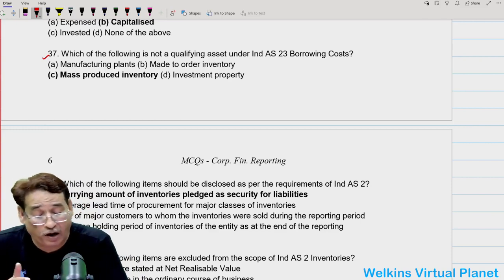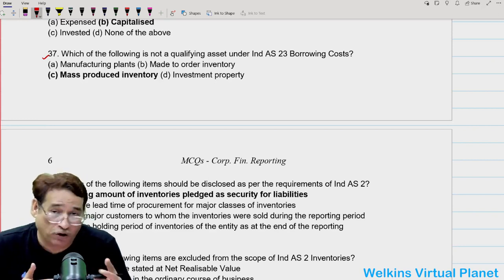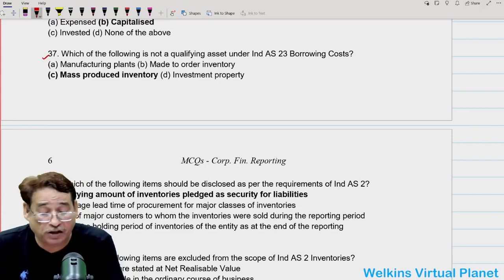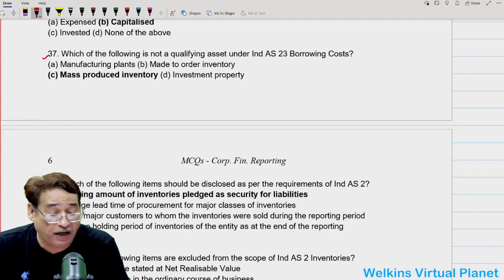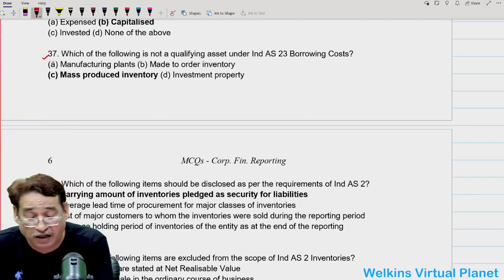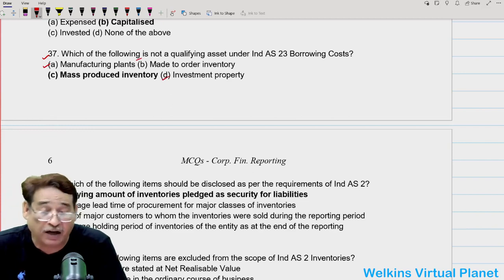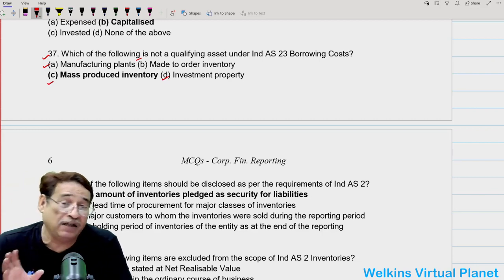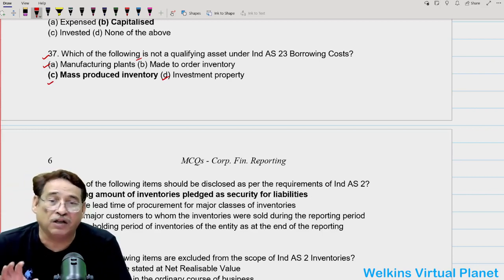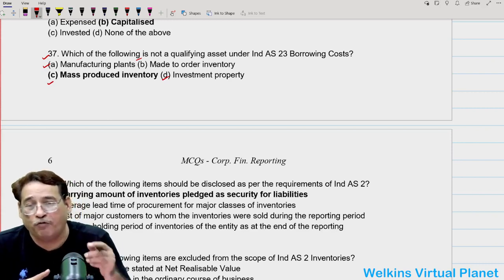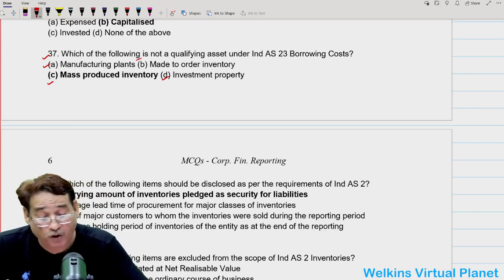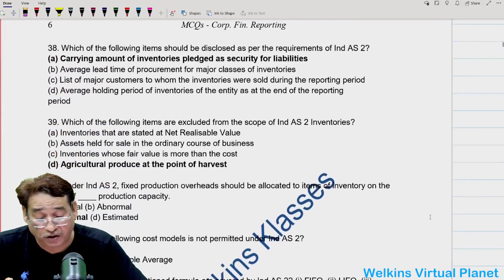Manufacturing of plant, it requires a long period of time, no doubt about that. Made to order inventory, quite obviously it will take a long period. Investment property, obviously it will take a long period. So which of the following is not a qualifying asset under AS 23? We can say that in this case A, B and C all can be considered as qualifying asset. But mass-produced inventory cannot be considered as a qualifying asset. Is it clear to you? So any inventory which is produced on a mass scale cannot be considered as a qualifying asset under borrowing cost under AS 23.